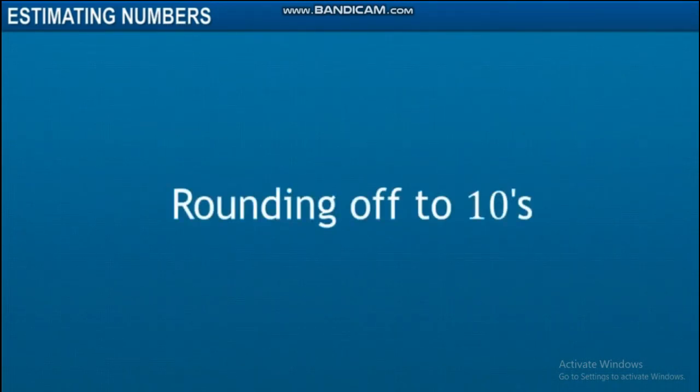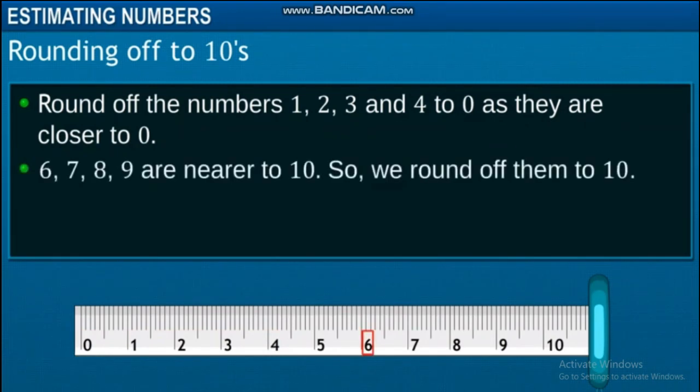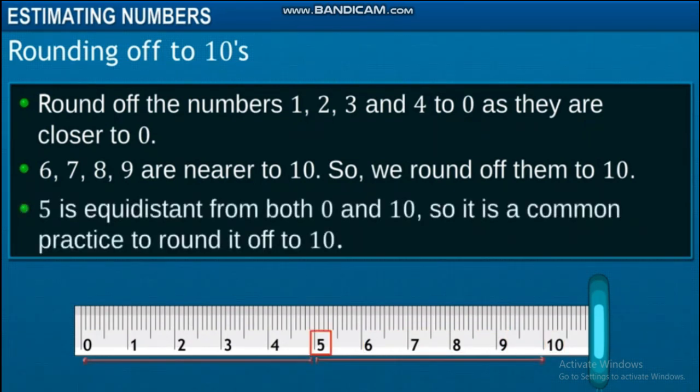While rounding off numbers to tens, we round off the numbers 1, 2, 3 and 4 to 0 as they are closer to 0. Whereas numbers 6, 7, 8, 9 are nearer to 10, so we round off to 10. Number 5 is equidistant from both 0 and 10, so it is a common practice to round it off to 10.